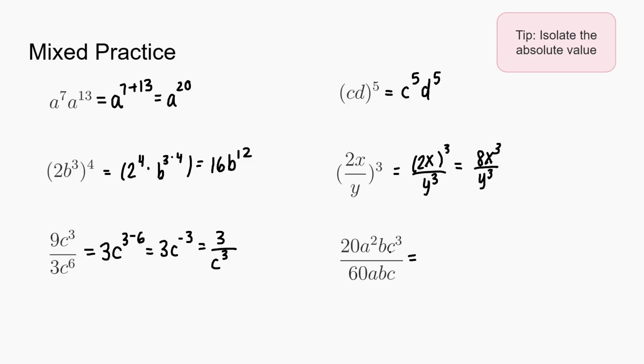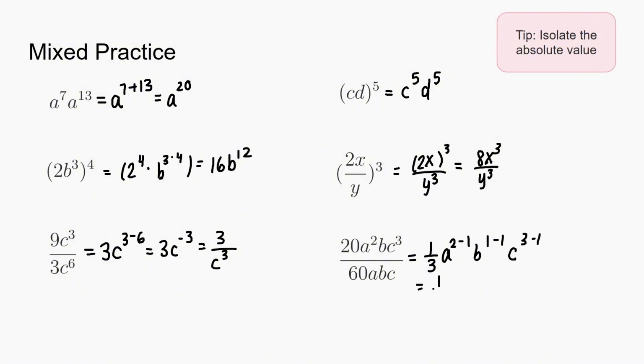What about this one here? This one is also going to be the quotient rule. So first, we start by simplifying. We have 20 divided by 60, that's 1/3. And now we do the quotient rule. It's going to be a to the 2 minus 1 because we have 2 up top and 1 on the bottom. For b, it's going to be 1 minus 1. And then for c, it's going to be 3 minus 1.